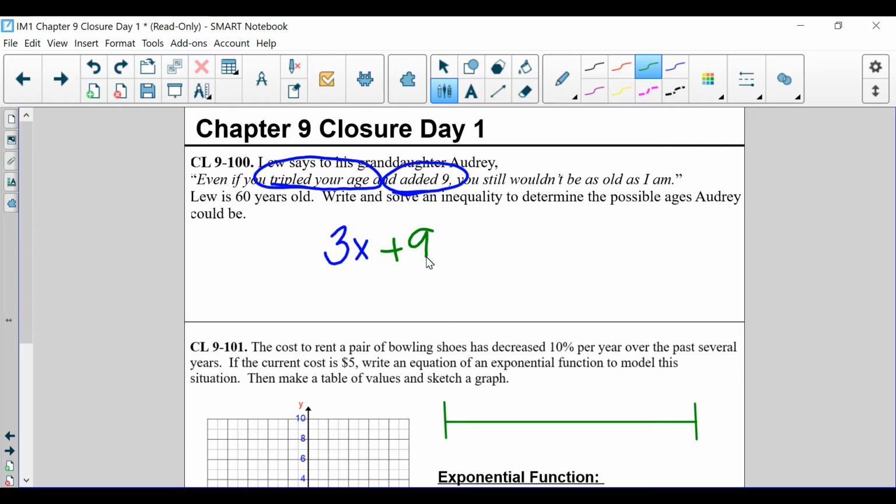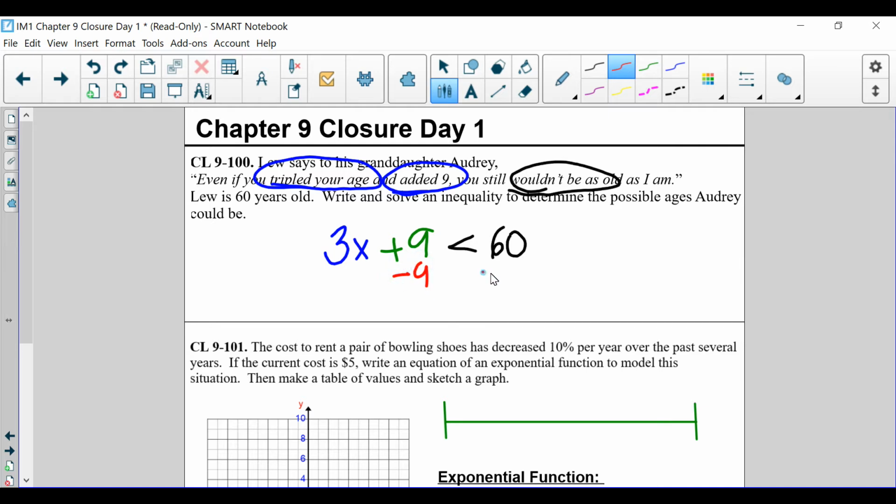The next thing it says, you still wouldn't be as old as I am, and Lou is 60 years old. Since it says you wouldn't be as old, that means less than 60. So now let's try to figure out what is the possible age that Audrey could be. So we're going to go ahead and solve this inequality.